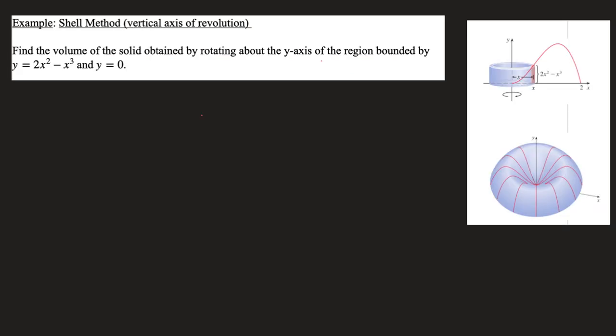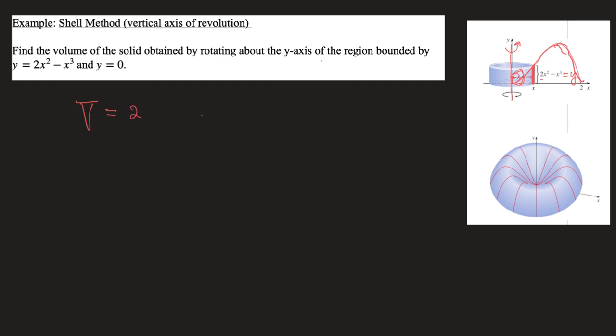Let's do an example of the shell method. What are you going to rotate here, guys? First, you're going to see the graph of the region. You're going to rotate this one about the y-axis. Sketch the rectangle parallel to the axis. You see? What is the radius? The radius is always from the rotating axis to this rectangle. That's x. What is the height? 2x squared minus x cubed. That's the y value.